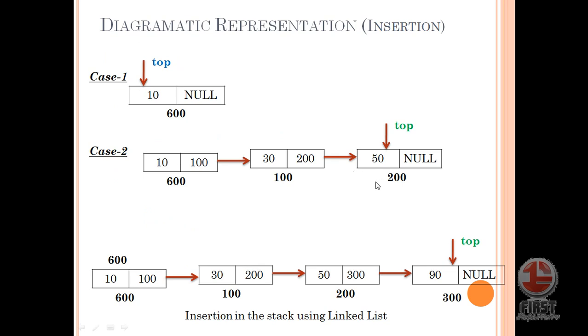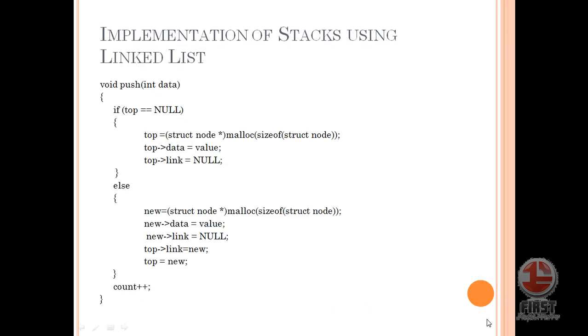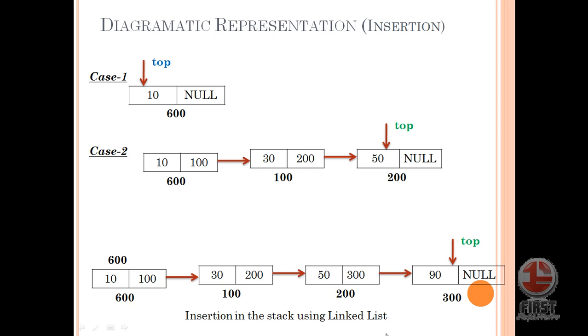Now if we already have a few elements, that was our case 2, if we already have a few elements 10, 30 and 50 like this, then we have to create memory for the new node that we have to insert, at runtime, using the malloc function. The data field of the new node will contain the value that we have to insert, and the link field of the new node will contain null, right? That we have already seen here. See, the new node will contain the value 90 and the link field will contain null, correct?